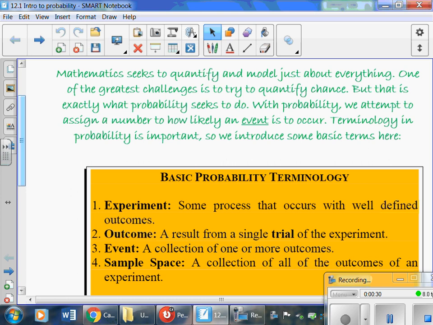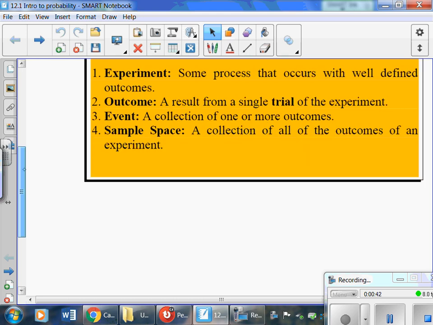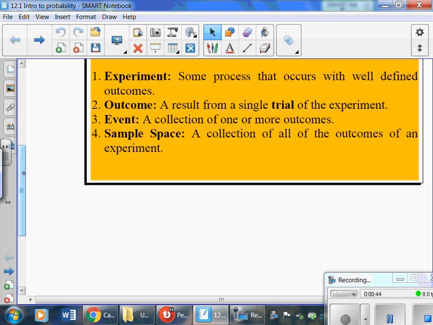Some of the words from your word wall or from this lesson will be experiment, outcome, event, and sample space. And we will discuss them as we approach them on each lesson, each example.